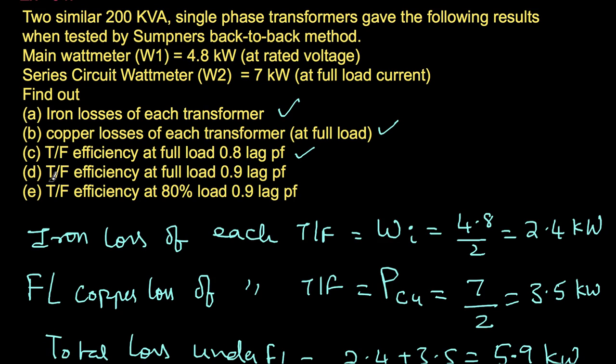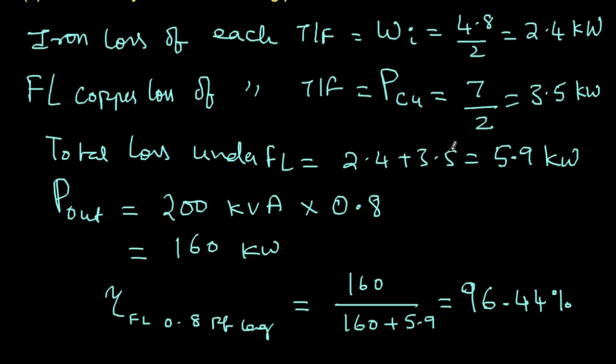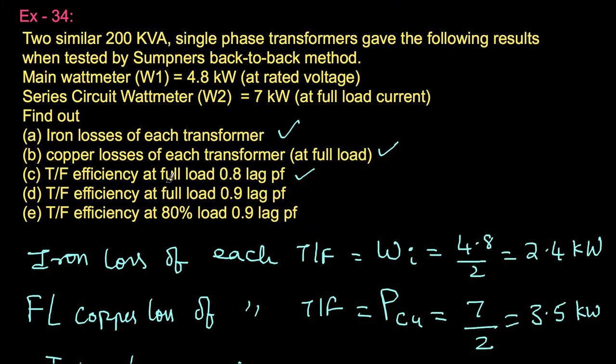Now coming to D, transformer efficiency at full load 0.9 power factor. So what do you think the efficiency will be? Will the efficiency increase from C to D, or will it decrease? You just think about it, and we'll now calculate it. Now what about the losses? Since in both cases the transformer is operating at full load, the transformer currents are rated currents. That is the meaning of full load, irrespective of the power factor. But then the output will change.